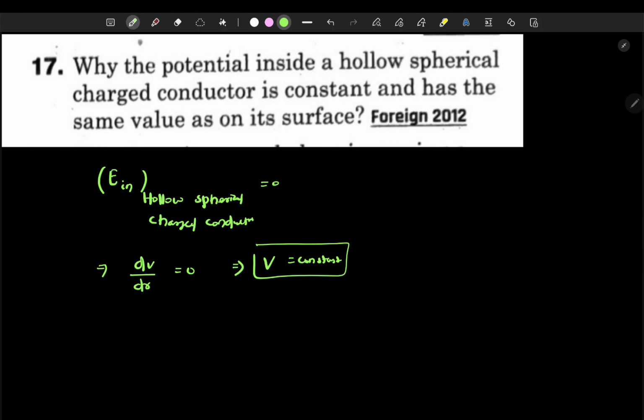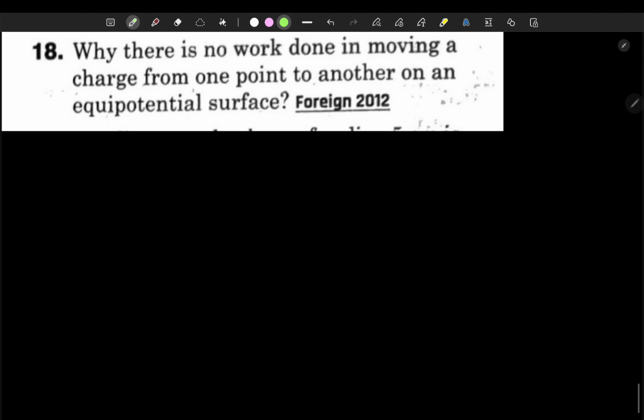So what is the basic reason for this question? The electric field intensity inside this conductor is 0. Because of this the value of potential is constant. Potential at center, potential on the surface, and potential inside are all the same, whose value is equal to kq by r, that is V is equal to 1 by 4 pi epsilon naught into q divided by r. I hope this is very simple for you. Next, come to question number 18.